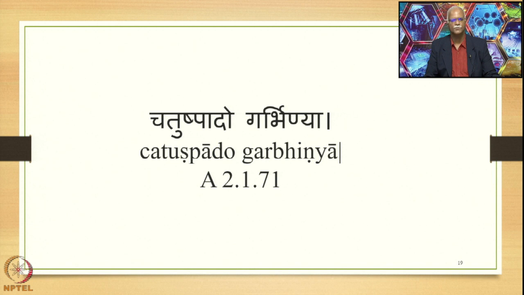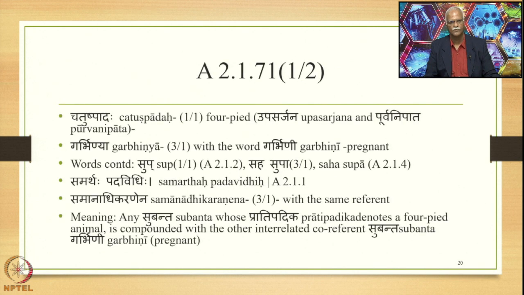Next, we go to Chatushpado Garbhinya. This sutra also has two padas. This is 2171. The first pada is chatushpadaha, which is four-footed. This is prathama vibhakti. So, by the sutra prathama nirdishtam samasa upasarjanam, this will be termed as upasarjana, and there will be purva nipata, so this will occupy the initial position of the compound.